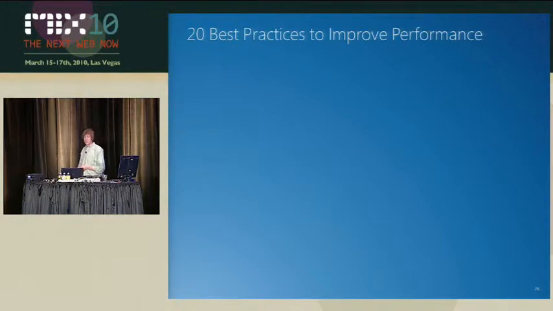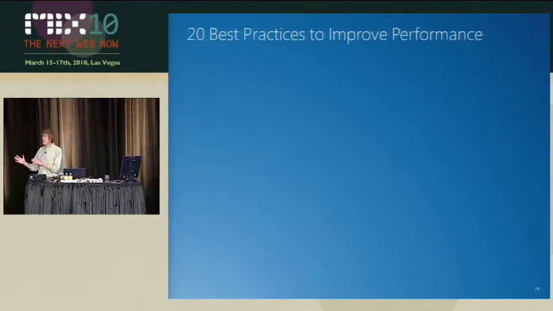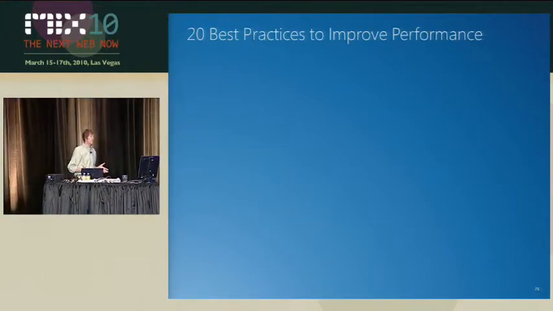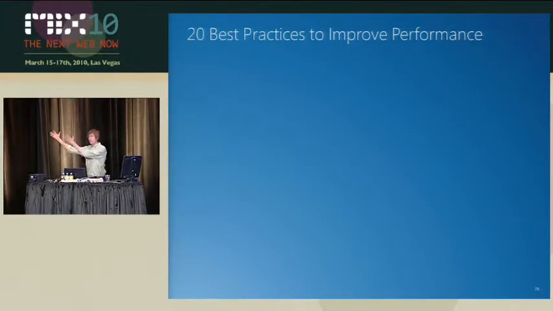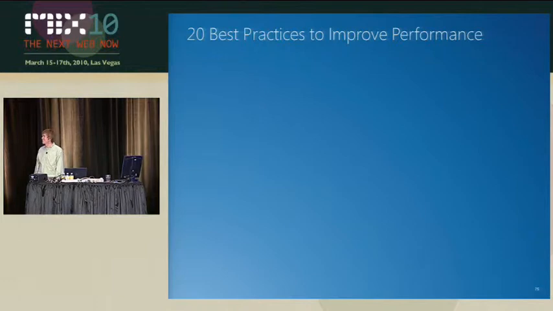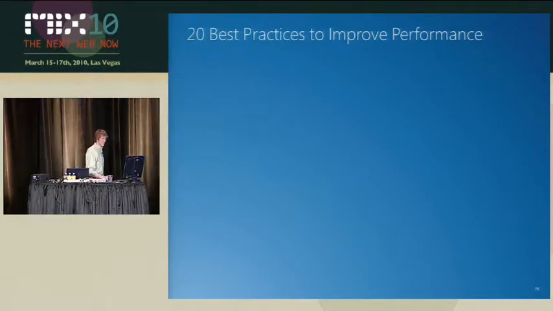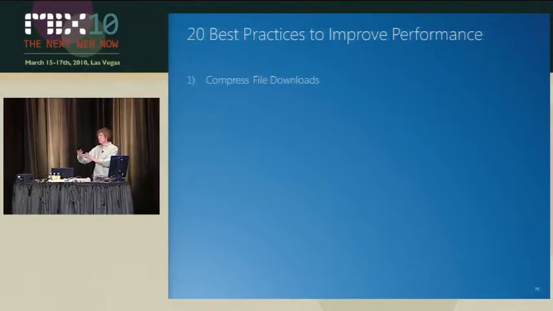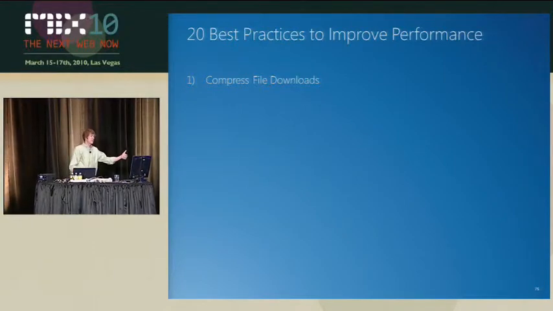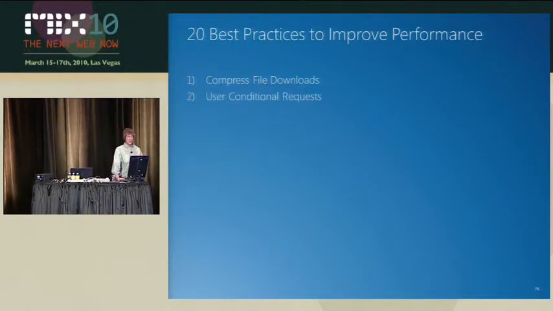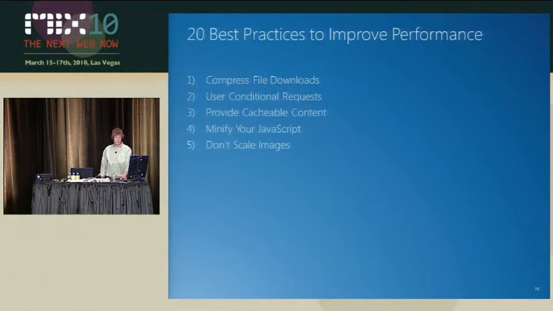So very quickly in the past 30 minutes, we've gone through the 20 best practices to improve performance. So a quick test. How many of you can name those 20 best practices? All right, I have to go through them really quickly before we transition to the second part of today's presentation. So the first best practice is to compress file downloads. Use conditional requests. Provide cacheable content. Minify your JavaScript. Don't scale images.